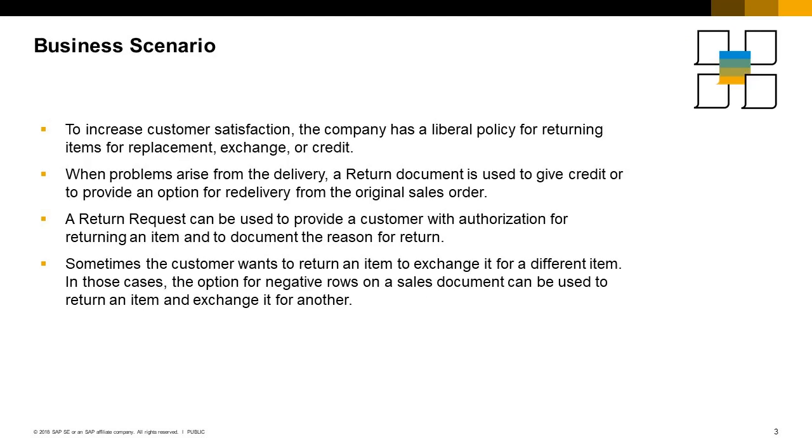To increase customer satisfaction, the company has a liberal policy for returning items for replacement, exchange, or credit. When problems arise from the delivery, a return document is used to give credit or to provide an option for redelivery from the original sales order. An optional document, a return request, can be used to provide a customer with authorization for returning an item.